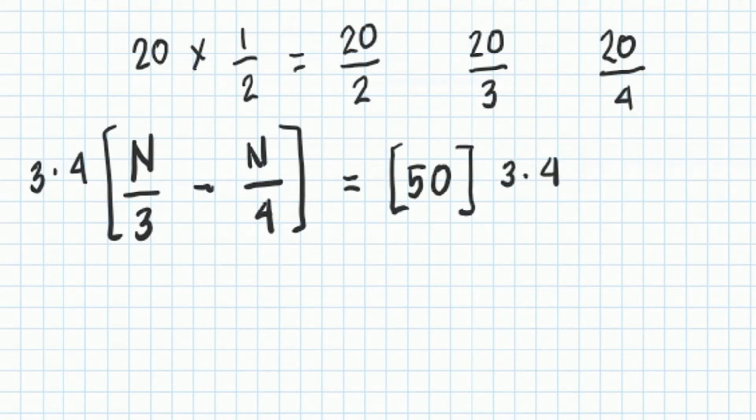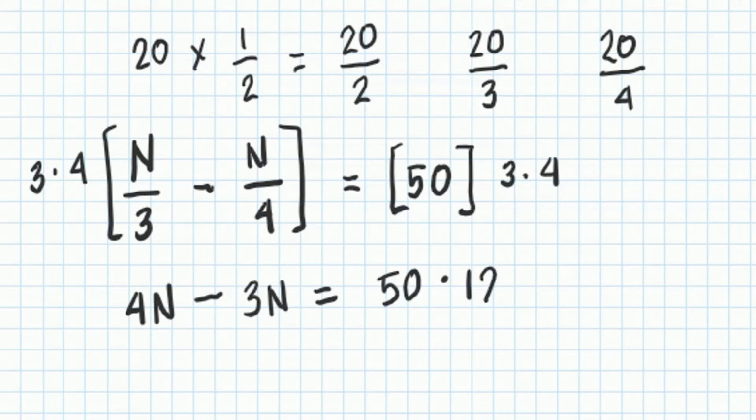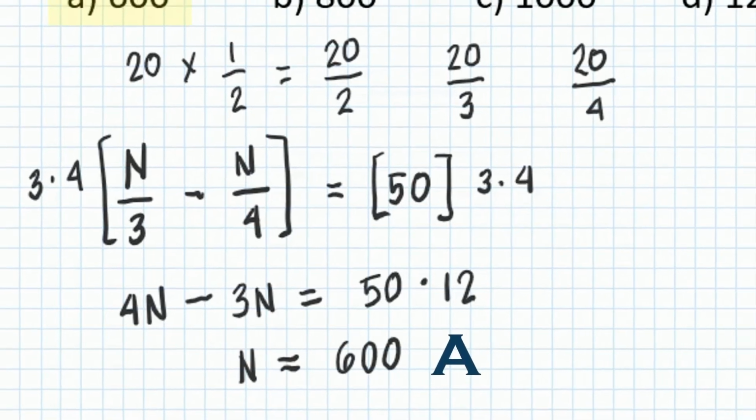Multiplying n over 3 by 3 and 4, 3 cancels out, 4 is retained, and becomes 4n. Multiplying n over 4 by 3 and 4, 4 cancels out, 3 is retained, and becomes 3n. On the other side of the equation, it is 50 times 3 times 4, or 12. Then, 4n minus 3n becomes n only. On the other side, 50 times 12 is equal to 600. Thus, n is equal to 600. This is letter A on our choices.